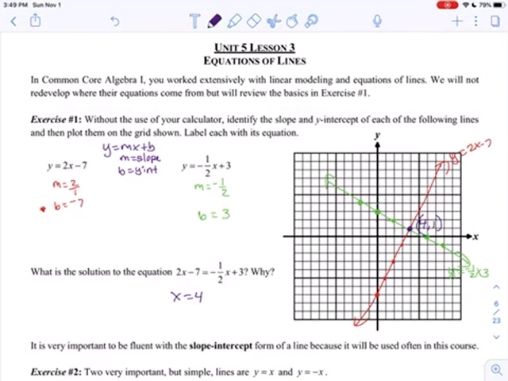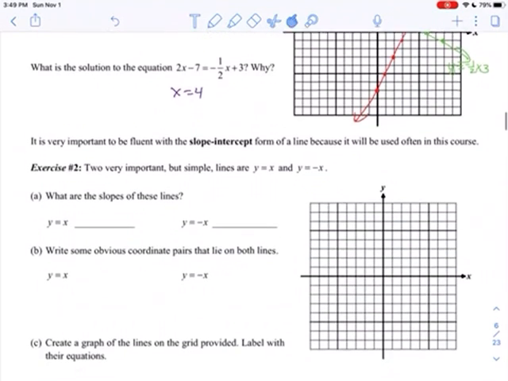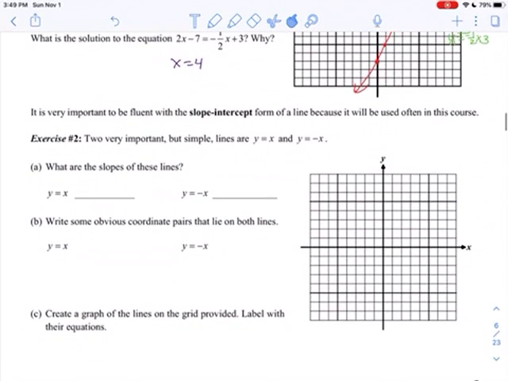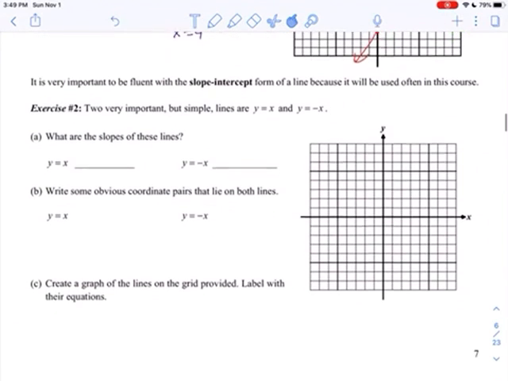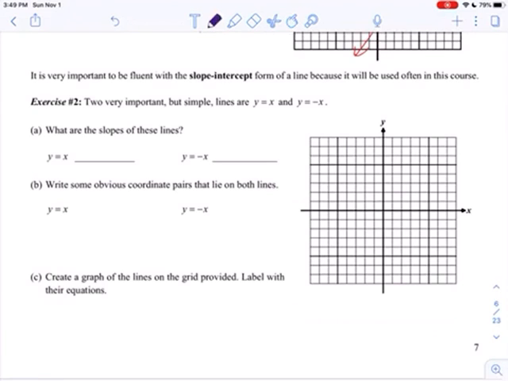All right, so we're going to use slope-intercept form a lot. And let's just talk about the line y equals x and y equals negative x. So those are two important lines that we talked about back when we did reflections. So start off by talking about the slopes of those lines. Y equals x, my slope is 1. Y equals negative x, my slope is negative 1. Remember, my slope is the number in front of the x, and there's a 1 in front of those.